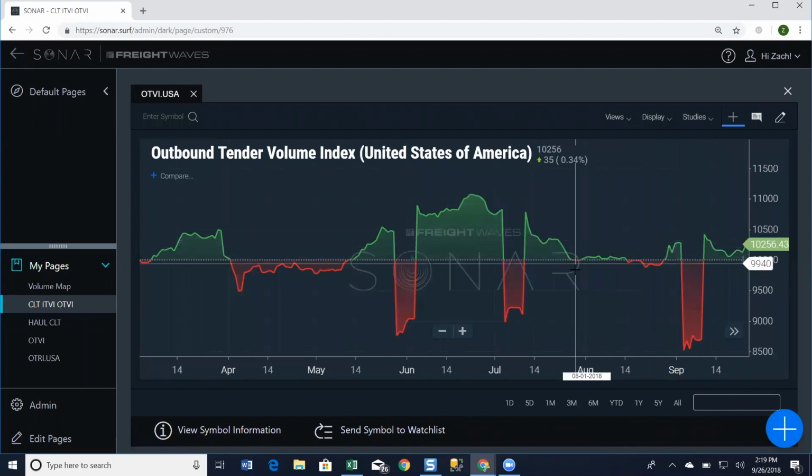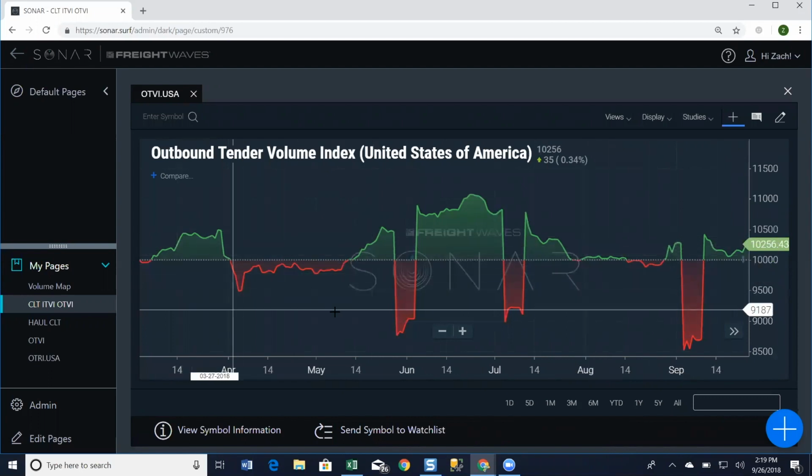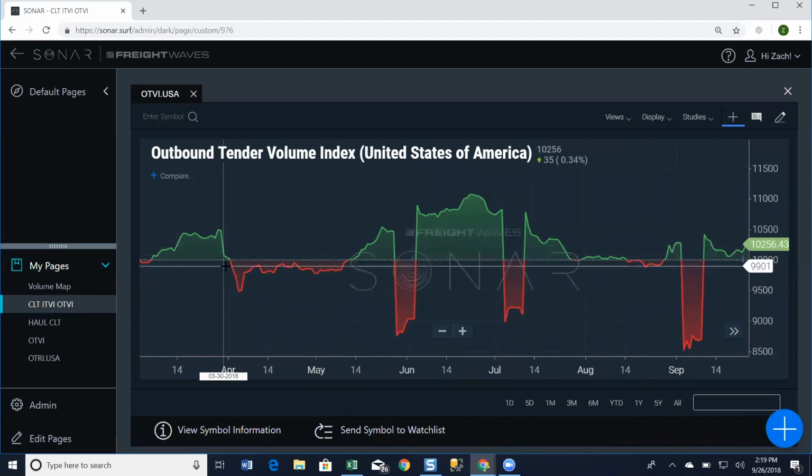But the interesting thing to me is that volumes are actually elevated over this period of time where everybody was just accepting that the market was volatile.